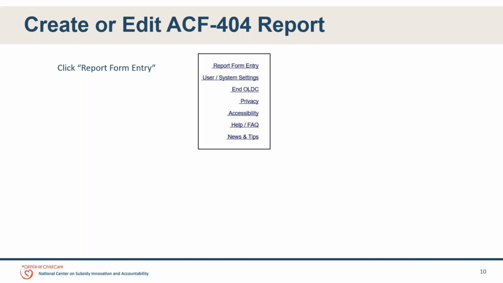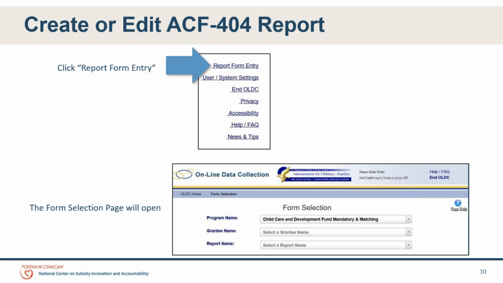So regardless of whether you are looking at the regular or enhanced home screen, you'll get a list of links on the left side of your screen, which look like the screenshot that you see now. You're going to want to click on the top link, which is the report form entry. Completing this action will take you from the home page to the form selection page. The form selection page seen on your screen has a series of drop-down items.